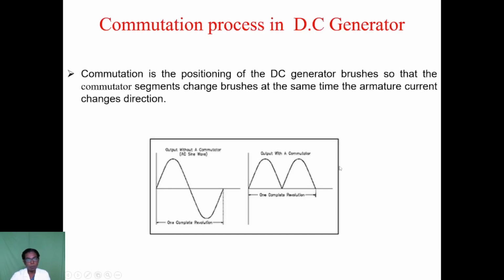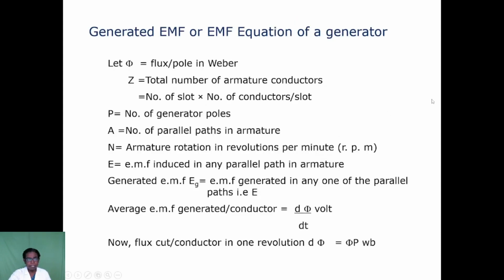And next, the commutation process. In the commutation process, the position of the brushes on the DC generator is such that the commutator segment changes the brush at the same time the armature current changes direction. So the armature segment on the brushes changes. From that brush change, the armature current direction also changes. Okay, then these are the EMF equations. The commutation process is finished, and this is the EMF equation of the generator.